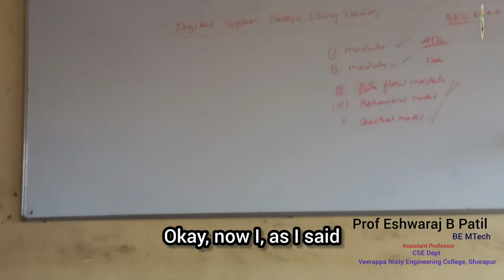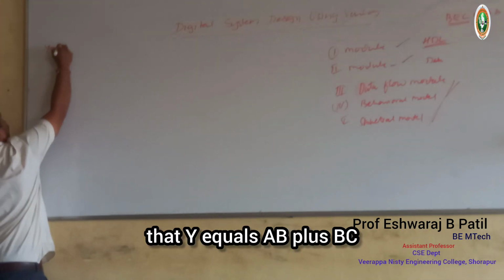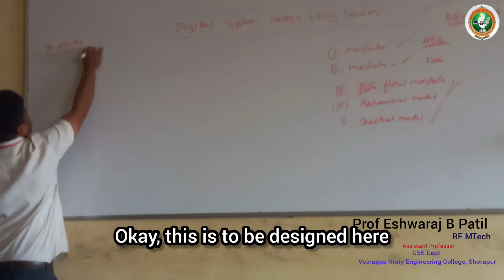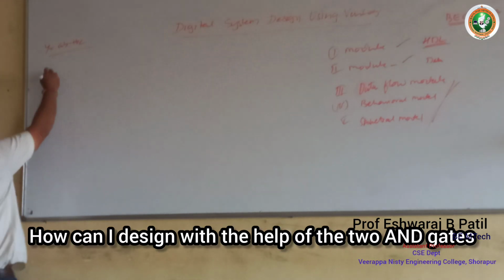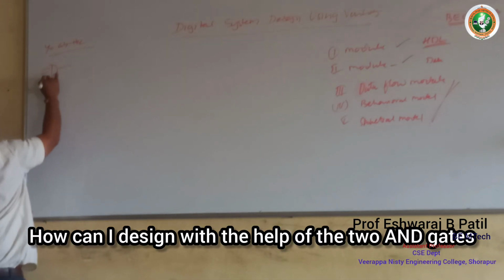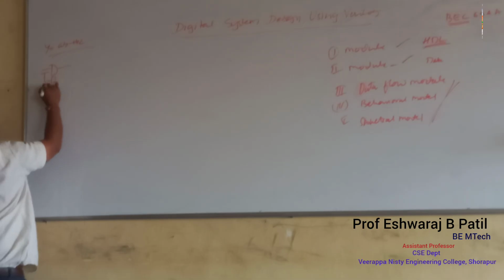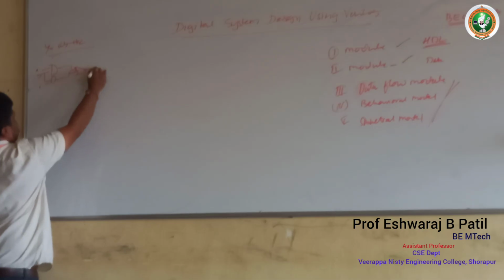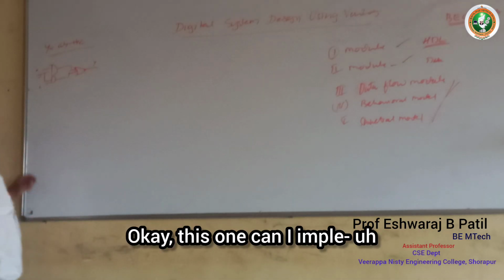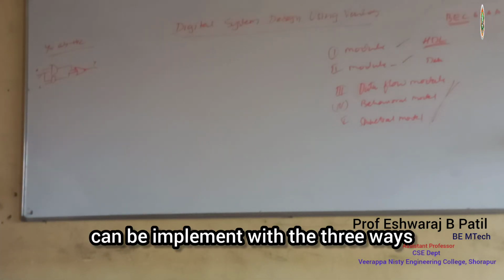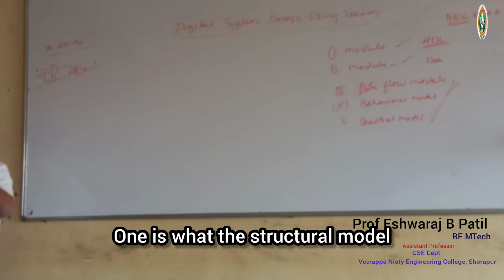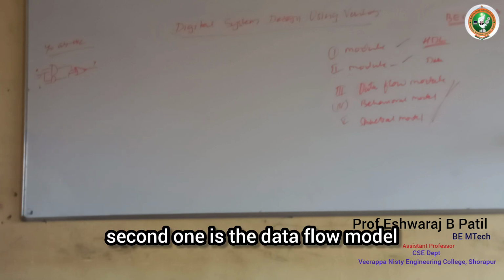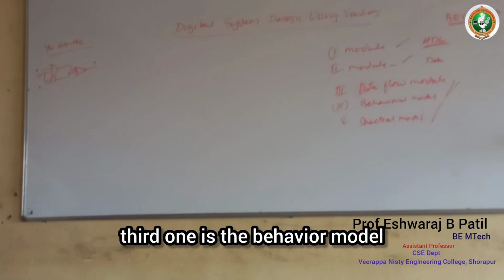Okay, now as I said, Y equals AB plus BC. This is to be designed here. How can I design it? With the help of two AND gates, with inputs A, B, C and output Y. This can be implemented in 3 ways: one is the structural model, second is the data flow model, third is the behavioral model.